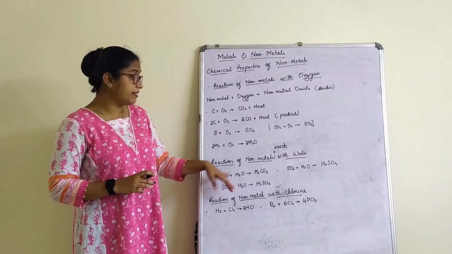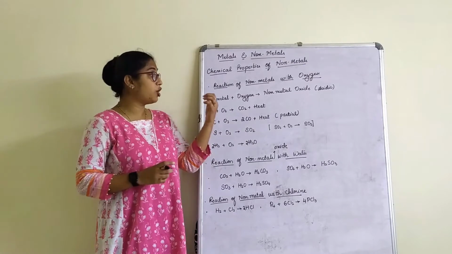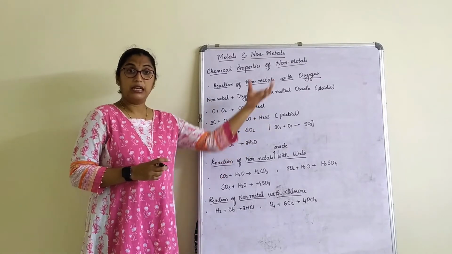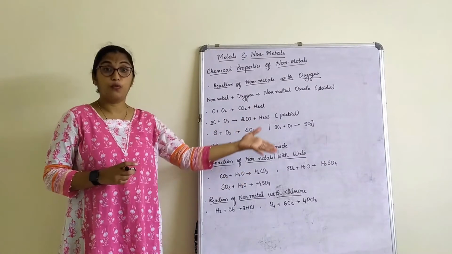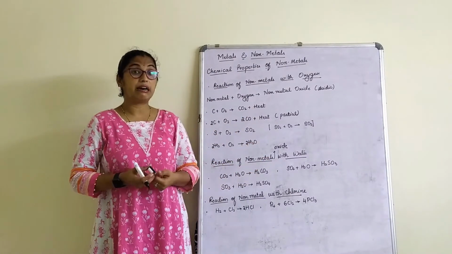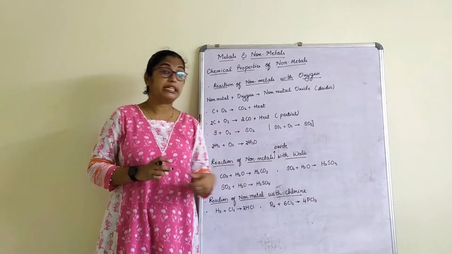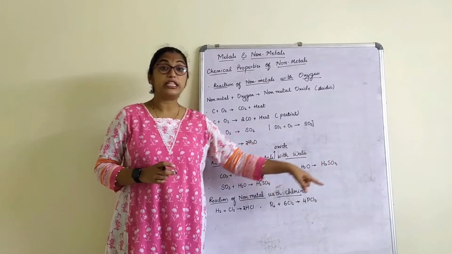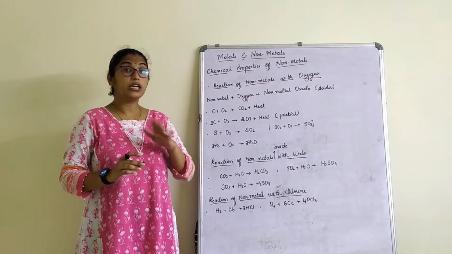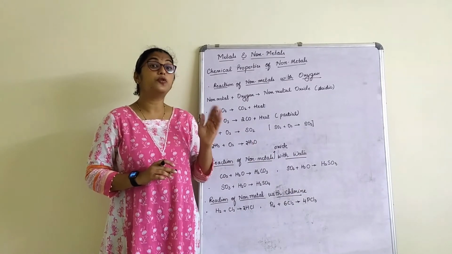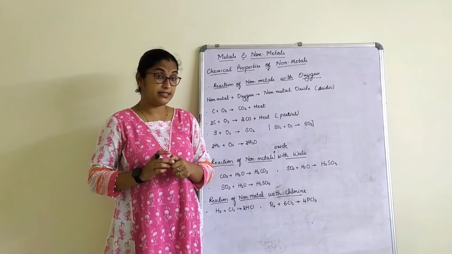How do we obtain this non-metal oxide? We obtain a non-metal oxide when a non-metal reacts with oxygen. So when that non-metal oxide further reacts with water, what happens? We get carbonic acid. Sulfur dioxide reacts with water and gives us H2SO3. It is sulfurous acid, not sulfuric acid. H2SO3 is sulfurous acid.